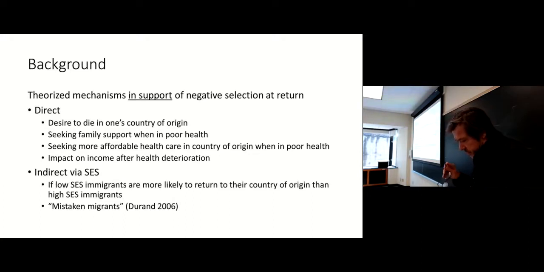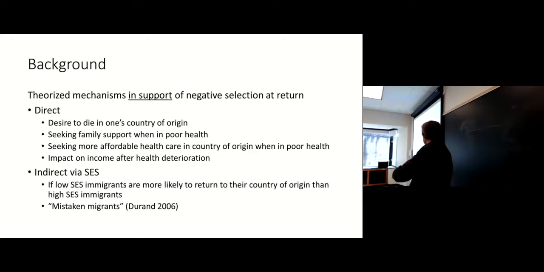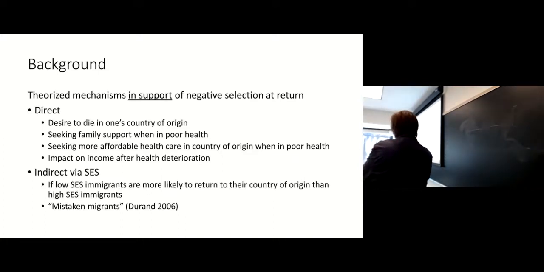So direct effects first. One thing that you find in the literature, and it's also documented in surveys, is the desire of immigrants to die in one's country of origin. This is a very commonly formulated desire, and if immigrants indeed have that project in mind, then if they suffer some kind of health deterioration, that may speed up their decision to return.